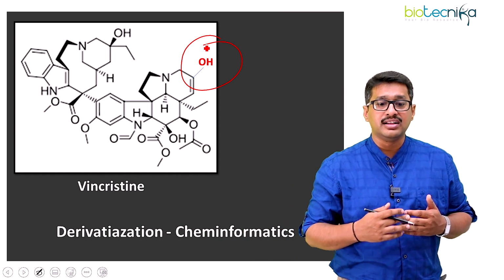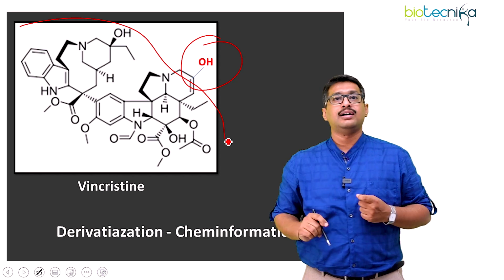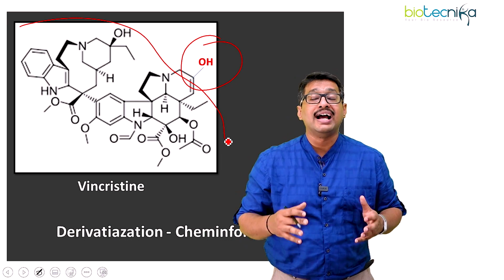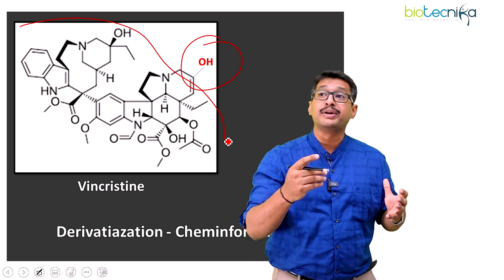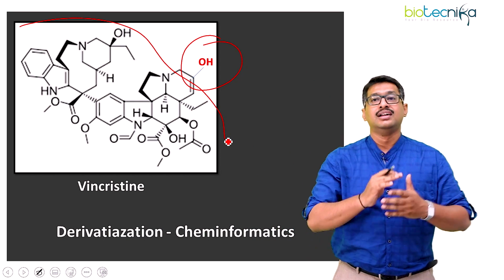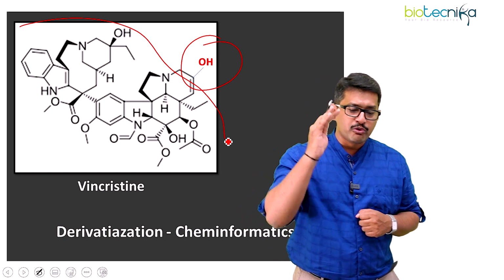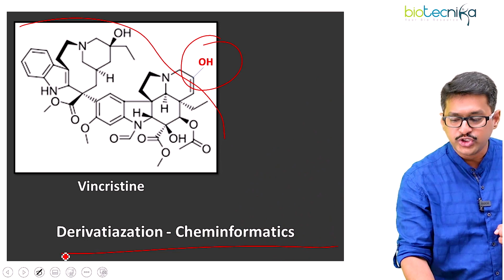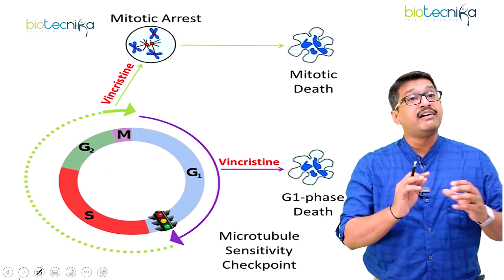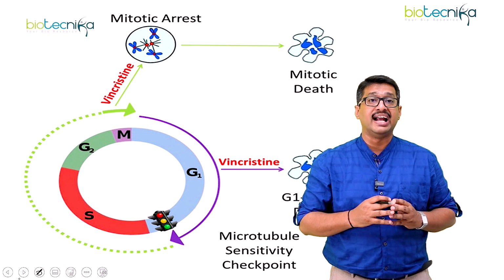So here what I have done is, this is the entire structure of vincristine, but I have introduced an OH group, wherein I am trying to derivatize the molecule so that I can see the influence of the OH group, whether it can increase or decrease the rate of the reaction. This combination of changing the functional group is called derivatization, which plays a very, very important role in a new emerging field called Cheminformatics.